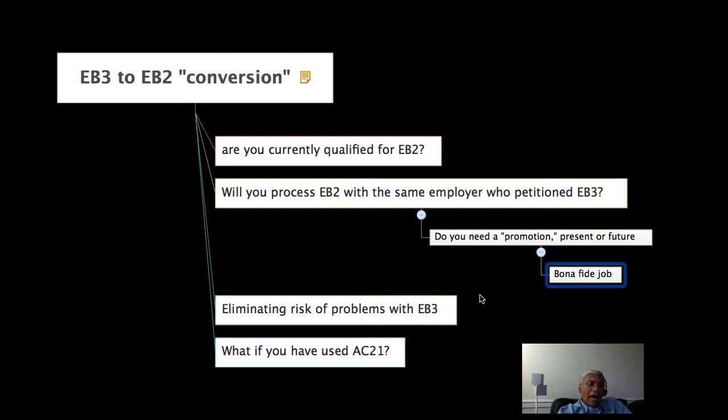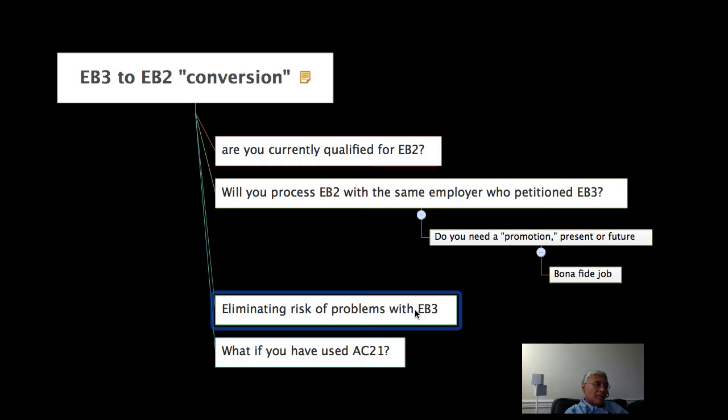Okay. How do I eliminate the risk of problems with EB3? What does that mean? Hey, I already have my EB3 approval. I don't want to do anything that's going to mess that up. Well, what you can do is you can make sure, and I took the example of a programmer under EB3 who wants to go for project manager under EB2. I took that example. So if your EB3 was for a programmer, make sure you continue working as a programmer until the I-140 for the new case is approved.